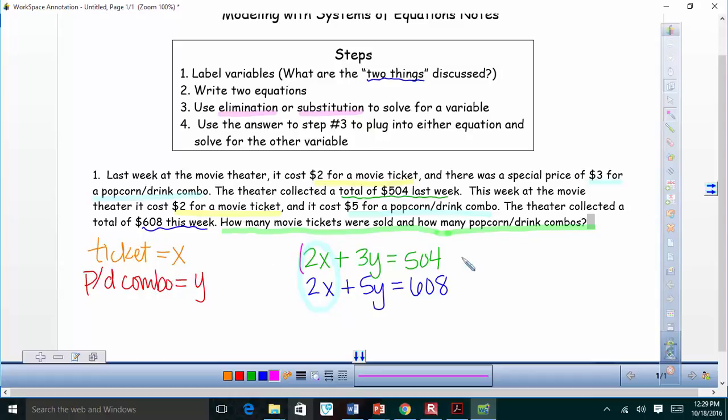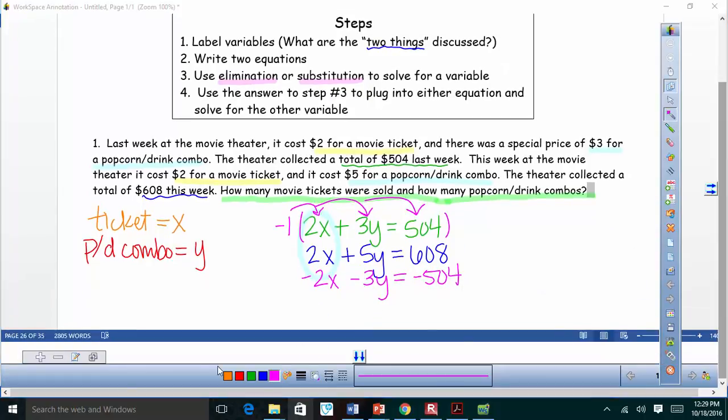Top. So we're going to take the top. We're going to multiply it by a -1. So -1 times 2x. Remember, multiplying by a -1 only changes every sign. So it's going to be -2x minus 3y equals -504. So see how we changed everything from positive to negative? Okay, from there, we can now add.